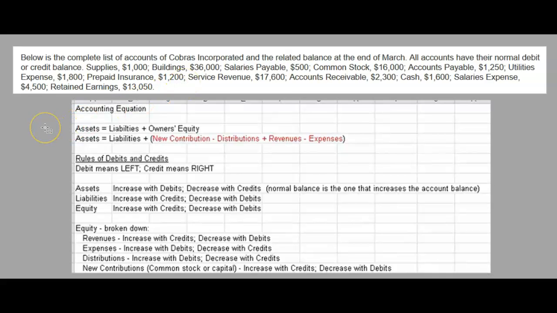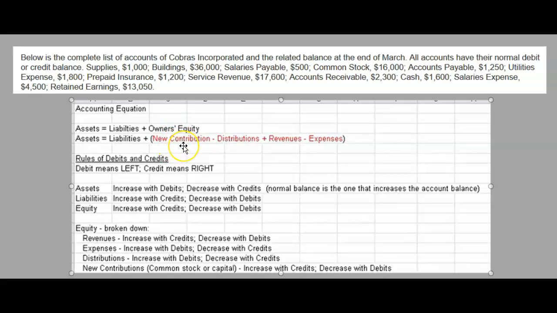Well, to do that, you need to understand the rules of debits and credits. So just a quick review. The accounting equation says that assets are equal to liabilities plus owners' equity. And then we can expand owner's equity. This could also be shareholders' equity for a corporation.